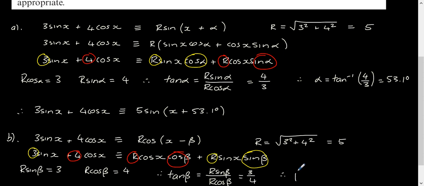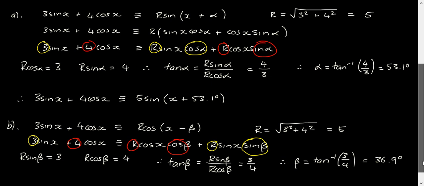So therefore, beta is arctan 3 over 4, same working, and we'll go back and do that. So we'll do arctan this time 3 over 4. We get 36.9 to 1 decimal place. You might be looking at this and thinking, oh, look at that: 53.1 and 36.9, add them together, you get 90, and you're absolutely right. And that's because the sine curve and the cosine curve differ by 90 degrees in the x direction.